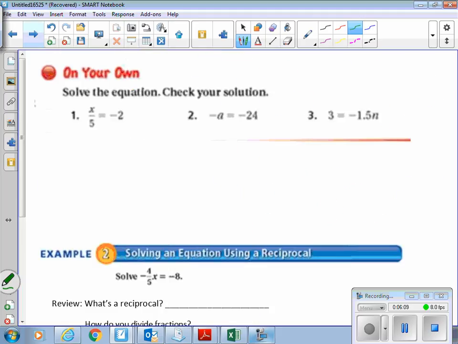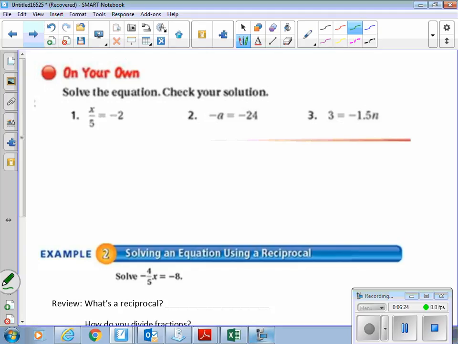See if you can try these on your own. Pause the video and come back and check your answers. Remember, you are doing inverse operations, so if you see a division problem, you should be multiplying on both sides.